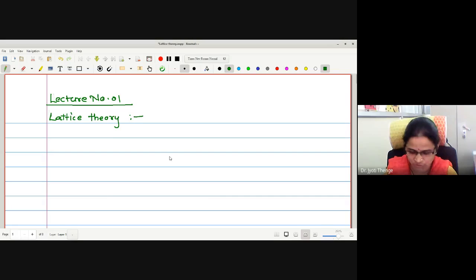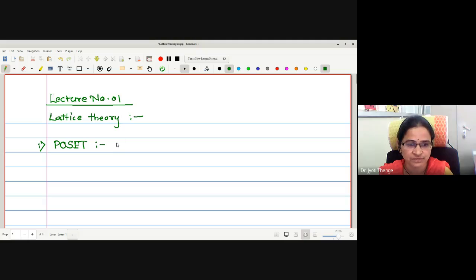Lattice Theory is the third unit of our paper, Advanced Discrete Mathematics. We will look at the basic definitions related to lattice theory. The first definition we need to understand lattice is POSET. We are all familiar with the definition, but we will recall it. POSET is a partially ordered set.